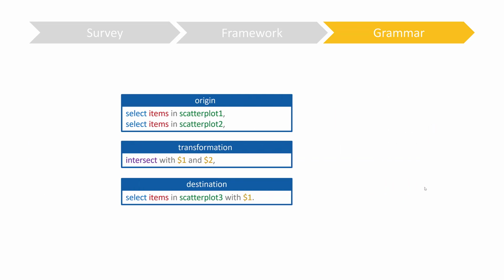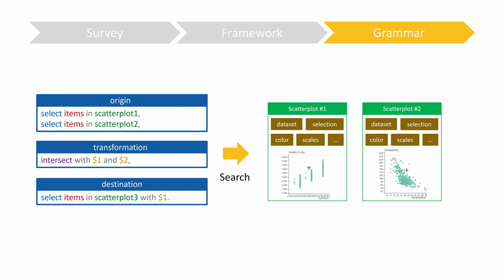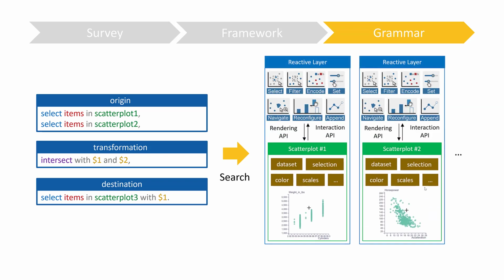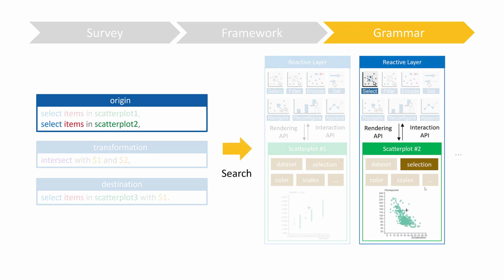Based on the parsed specification, Nebula searches the corresponding views and data transformations to construct the data flow graph of coordination. Specifically, each view and each data transformation is encapsulated with a reactive layer to locate interaction and the corresponding data or states. As such, each specification can be associated with the underlying data or states of views and data transformations.